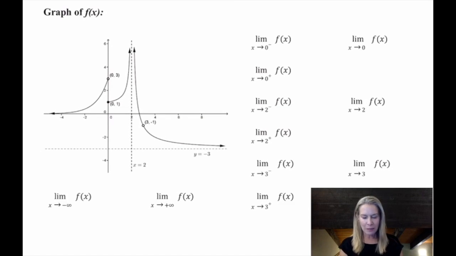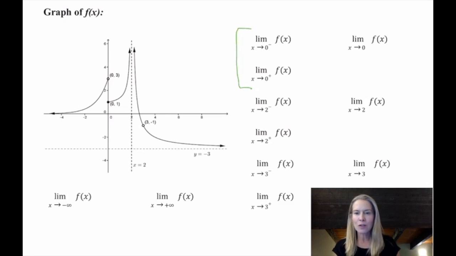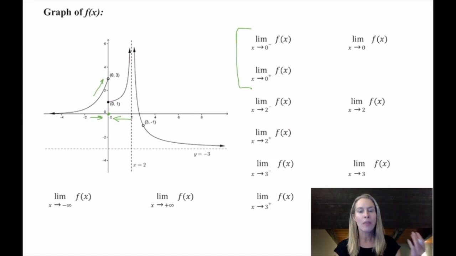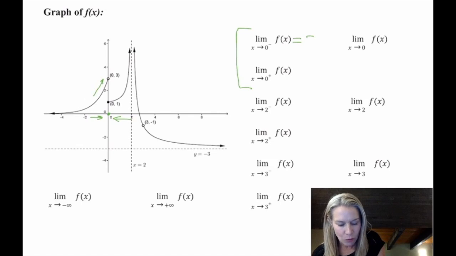The first set of limits I'd like to look at is where x is going to 0. Zero, of course, is right here on the x-axis, so we're going to come in from the left and from the right towards it. As we come in from the left, where is the graph heading? Doesn't matter if there's a point there or not. We see that the graph is heading towards the y value of 3. So this limit is equal to 3.